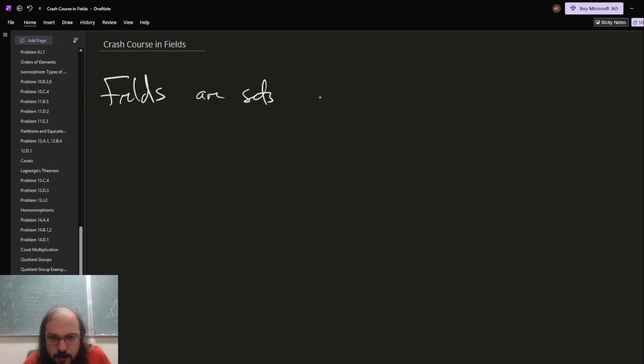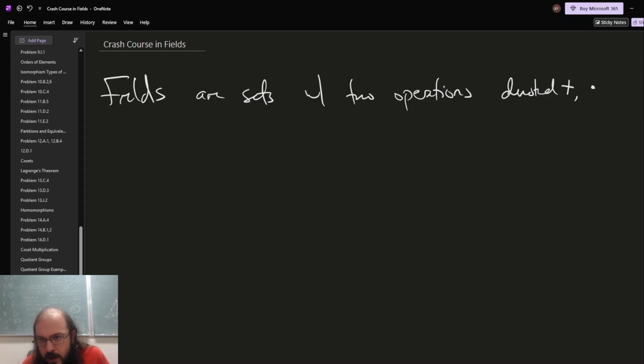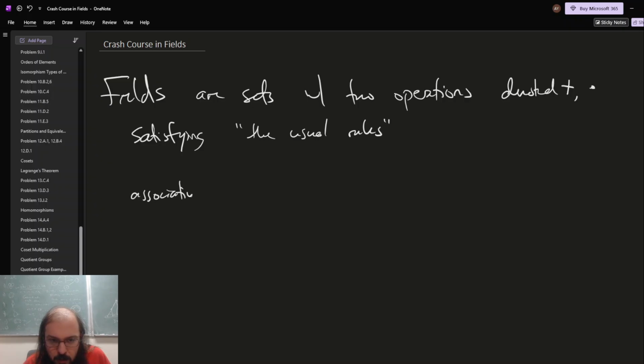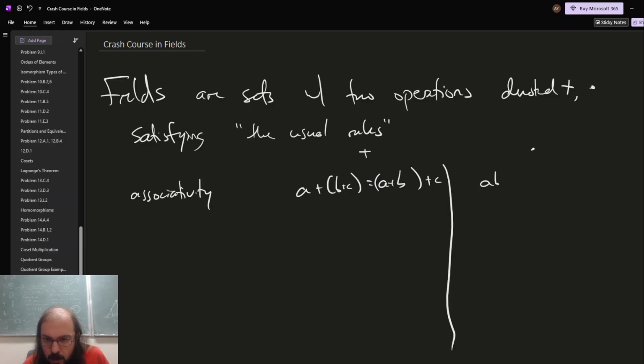Fields are sets with two operations denoted by plus and times, satisfying the usual rules. Let's write down what they are. We have associativity: (A plus B) plus C is A plus (B plus C). And how about we make this a little 2-column thing, because we've got plus and we've got times. And also (AB)C equals A(BC).